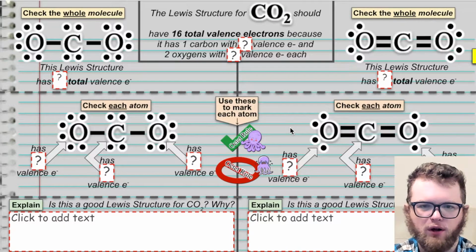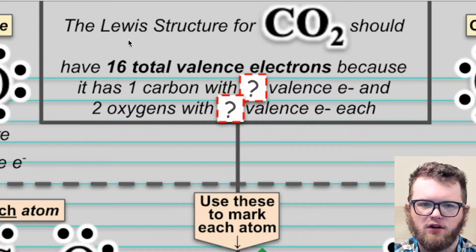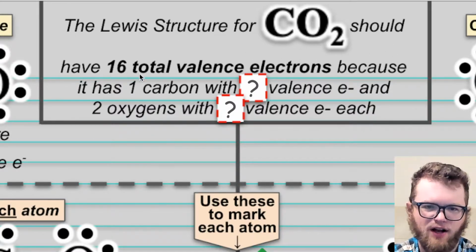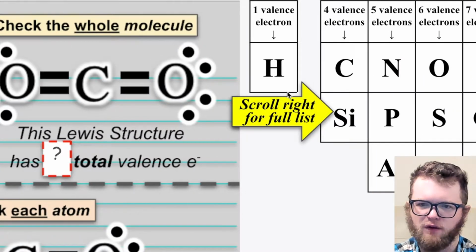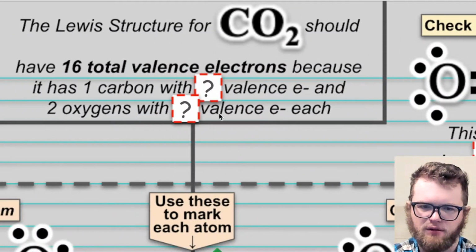So the first one we're going to double check is carbon dioxide. Starting up here, the Lewis structure for carbon dioxide should have 16 total valence electrons because it has 1 carbon with blank valence electrons and 2 oxygens with blank valence electrons each. So 1 carbon has how many valence electrons? Well, let's slide over here. 1 carbon has 4 valence electrons.